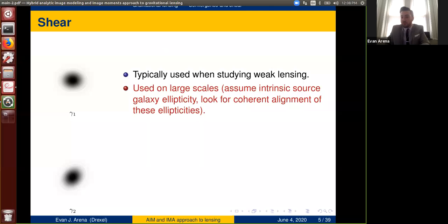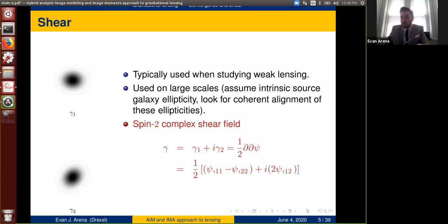One assumes some amount of intrinsic source ellipticity, observes an ensemble of galaxies in a field, and looks for a coherent alignment of these ellipticities. If all of the oval-shaped galaxies point in the same direction, that indicates the presence of a shear field. In terms of the lensing potential, we can write the shear like this.